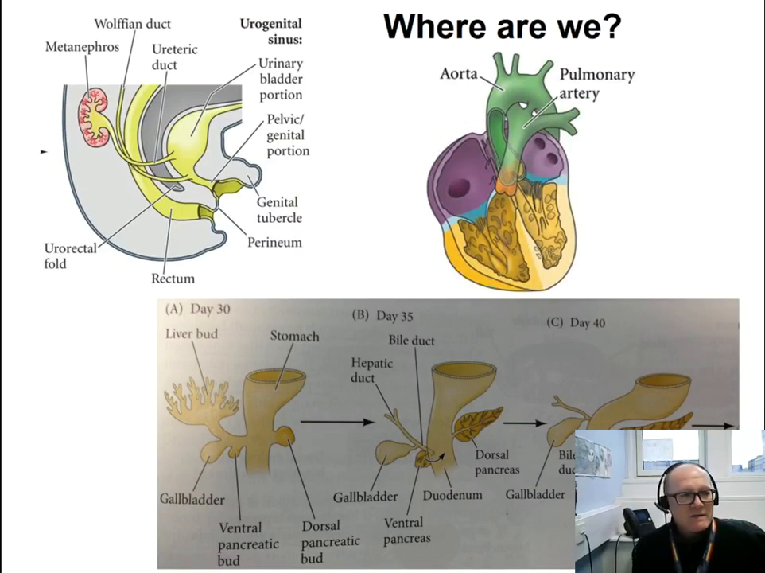Now, in the last lesson, we talked about the development of the kidney, which is a derivative of the intermediate mesoderm. We talked about the formation of the heart and the circulatory system, which are derivatives of the lateral plate mesoderm. And we talked about the formation of different internal organs, including the lungs, the pancreas, and the liver, which of course are derivatives of the endoderm.